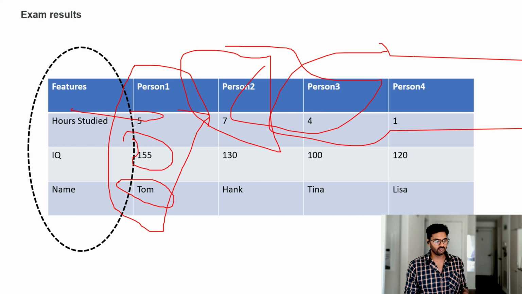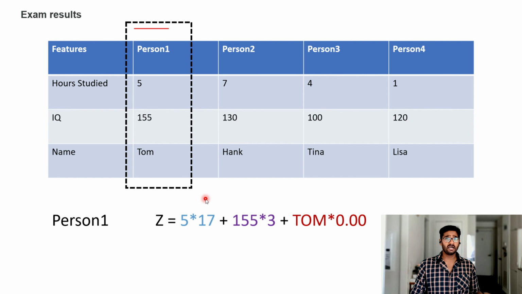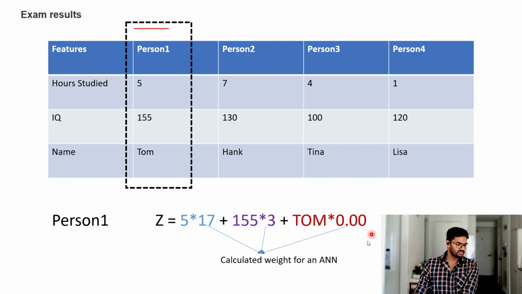Okay, so let's see if we want to build something like this in an AI, how can we do that? So here's the hypothetical equation that your AI should be able to, let's say, design for this very simple use case. So person 1 should be able to score some marks, so 5 hours multiplied by 17, 155 is the IQ multiplied by 3, and then their name multiplied by 0. So these are the calculated weights of an artificial neural network. So 17, 3, and 0. But the question is, how? How does AI learn to give a weight to a given problem?